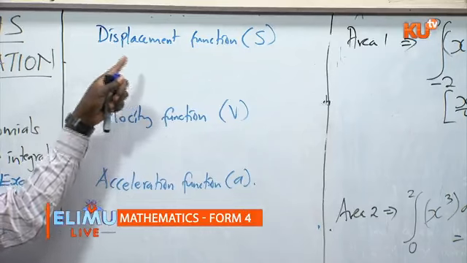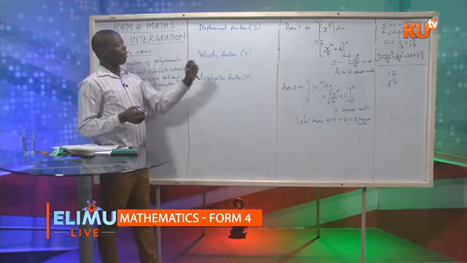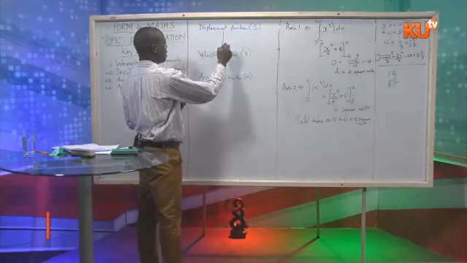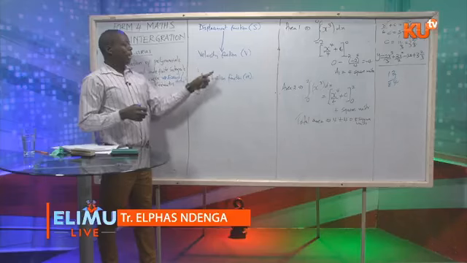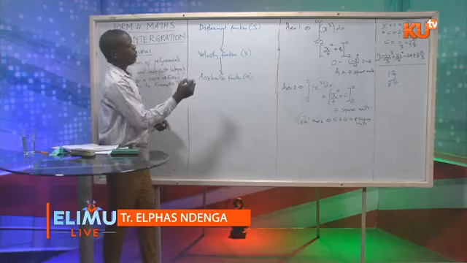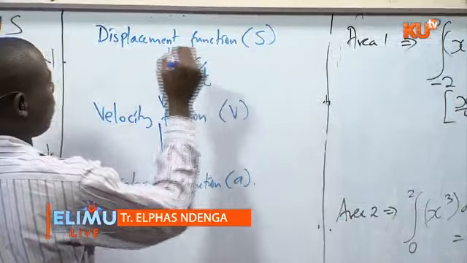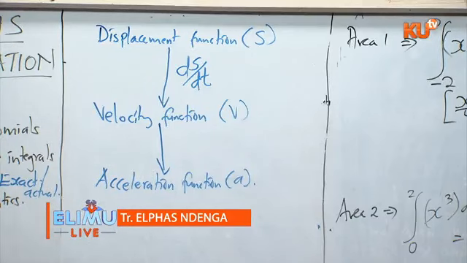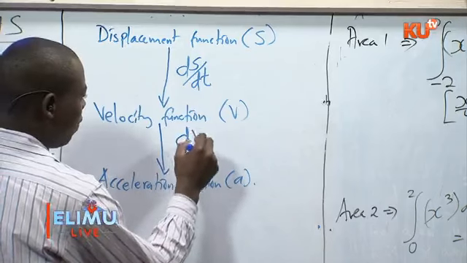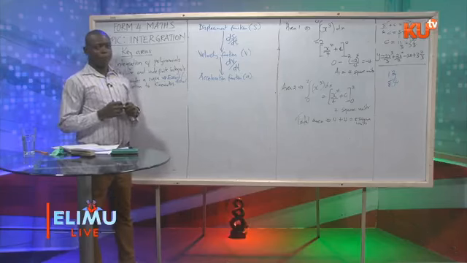When you have a displacement-time graph, that is in linear motion in form 2, the gradient of the displacement-time graph gives us velocity. So we move in this line. When you have the velocity-time graph, then we will obtain acceleration. So when you're moving downwards, this is the derivative, so ds/dt, because the displacement function is given in terms of s and t with respect to time. At this point, dv/dt, we differentiate velocity with respect to time.